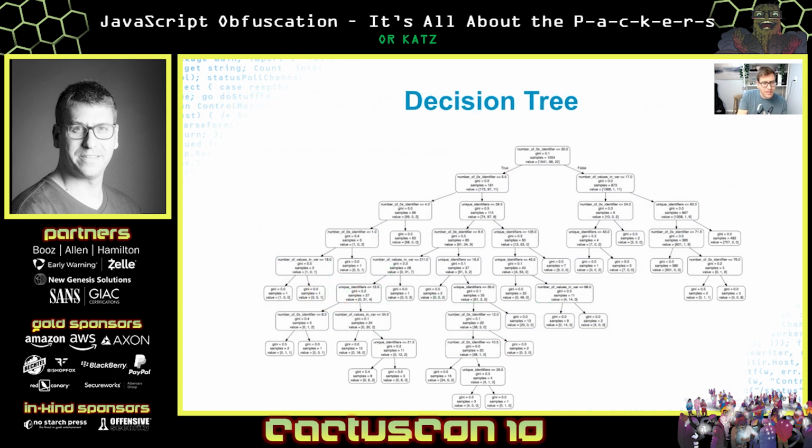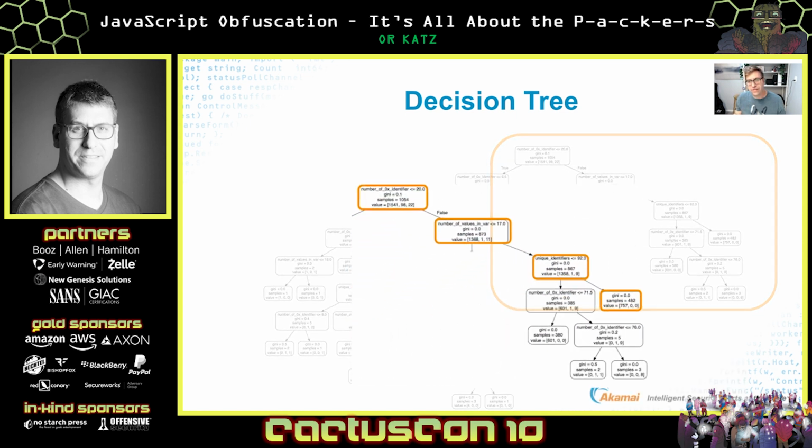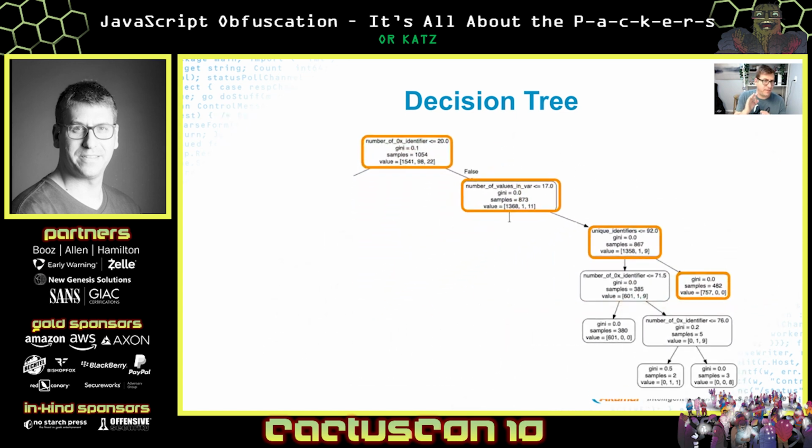We'll not get too much into the details of how that decision tree was created and the meaning of each node of that tree. But just as an example, let's take the rightmost path of that tree. As I mentioned, we have three features here. The first one is the number of identifiers, meaning function names and variable names, that start with _0x. The second feature is the number of elements in an array. And the third feature is the number of unique identifiers.